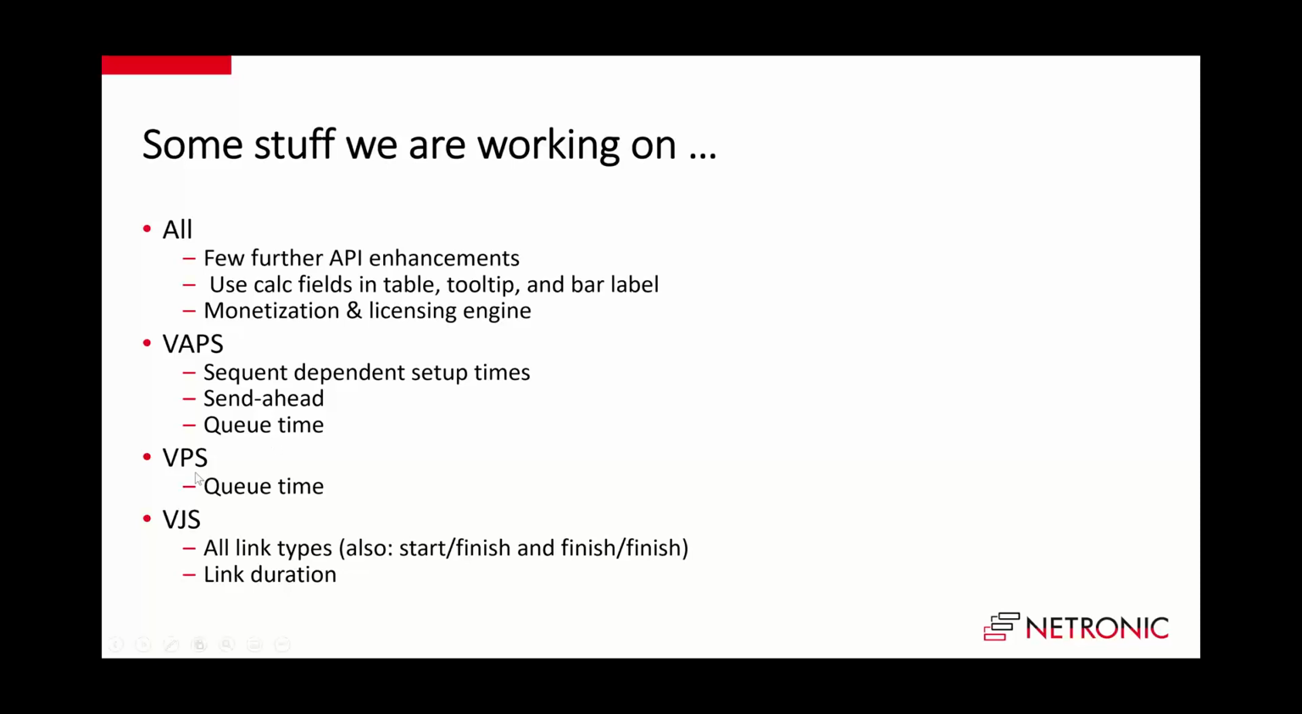And for both VAPS and VPS, we also look at supporting queue times in the schedulers. And on the VJS, we want to finish the work on links. So we will make all the remaining two link types available. Right now we have finish start and start finish. So we will also introduce start start and finish finish links. And we will also come up with link durations so that you can say, okay, the time gap between this job planning line and that job planning line should be 3 days.